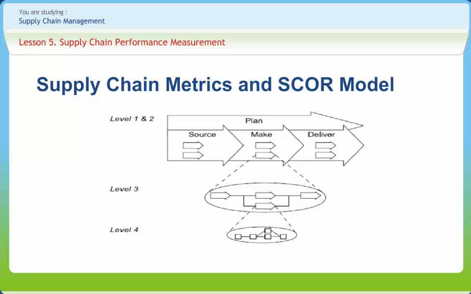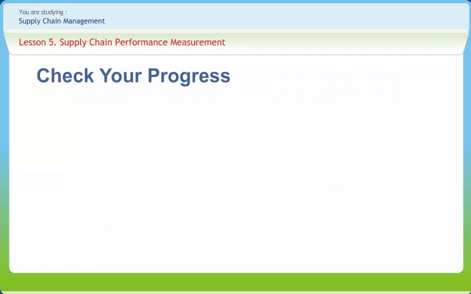The SCOR model, whose conceptual framework and linkages are shown in the figure here, is a process reference model that expands to analyze processes involving cross-functional activities. It looks at 5 distinct management processes that constitute the basic elements of a value chain, which is plan, source, make, deliver, and return. Let us check our progress by answering certain questions true or false.